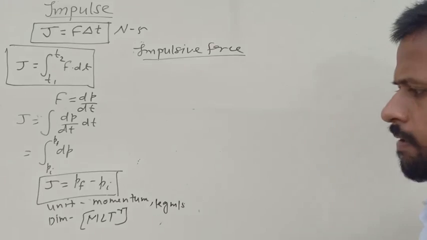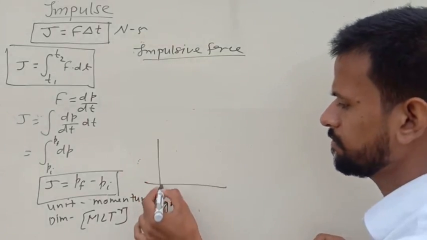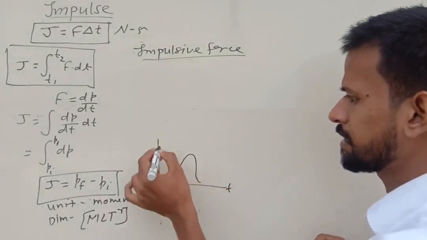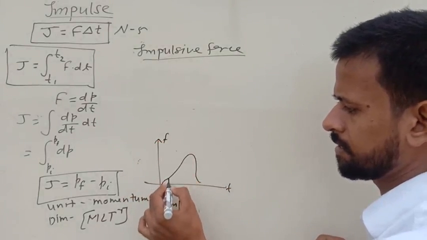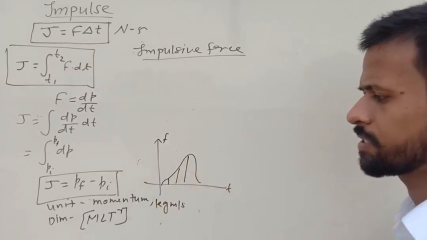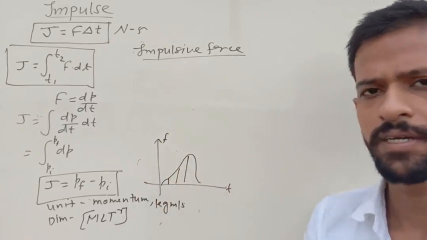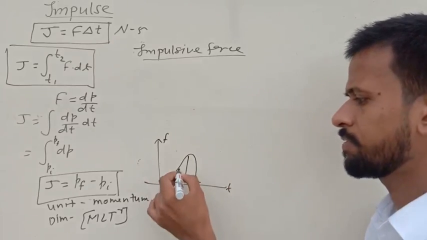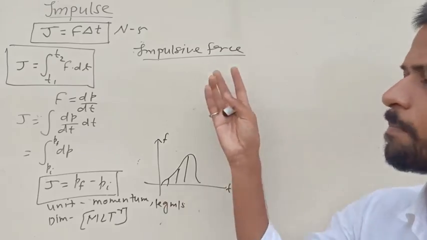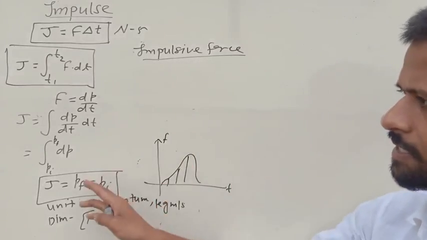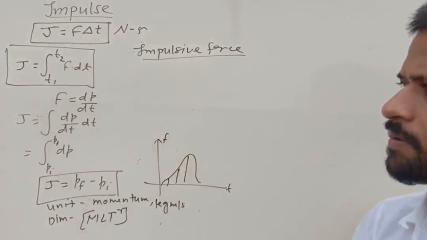Impulsive force. For this graph, this is T and this is F. The force is here, here, here, and all the forces are different. Sometimes it appears a small force and sometimes a large force. So the average force is the impulsive force.